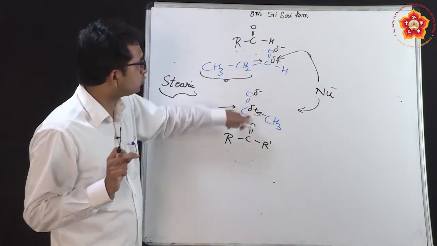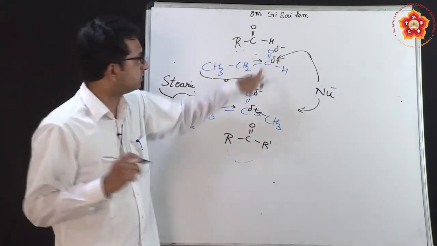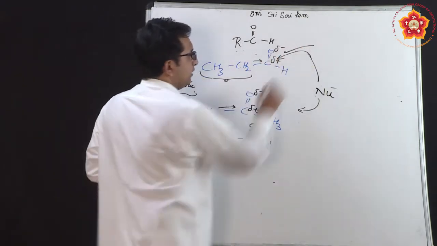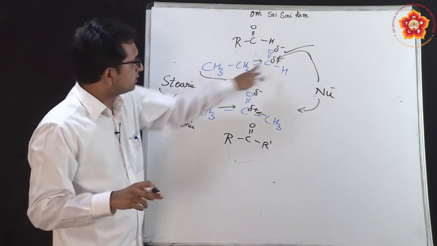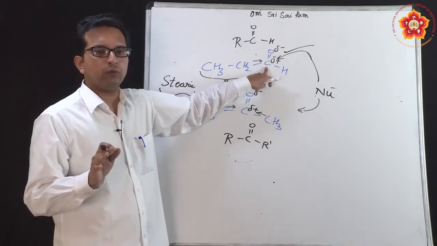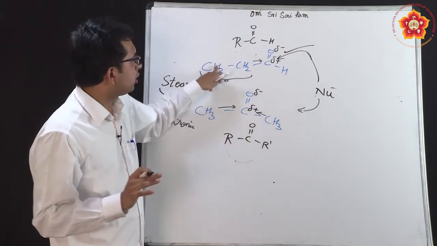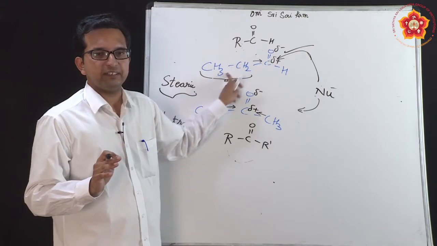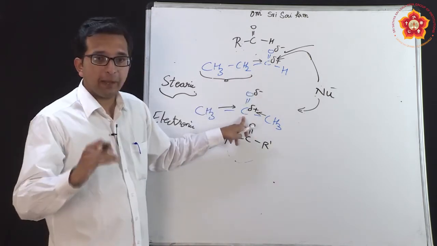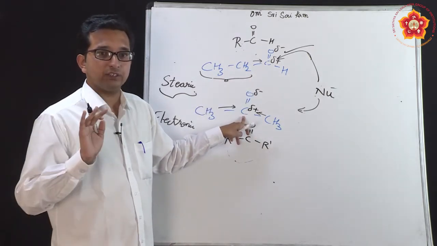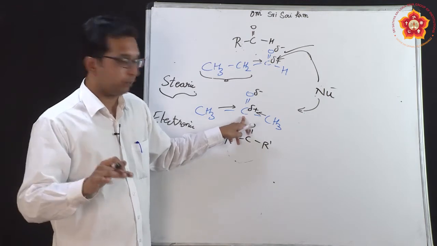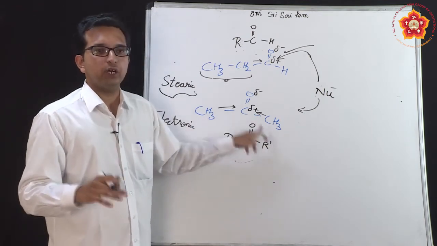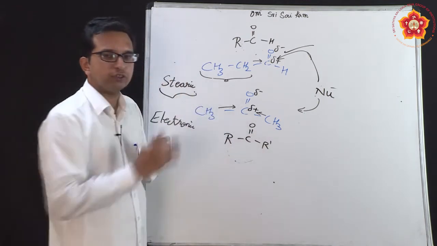So, among these two, which is a better electrophile? This is the better electrophile. The reason is that this is comparatively more electron deficient, because electron donating groups are there only on one side. This other one is comparatively less electron deficient, which means it has more electrons, because two groups are present on either side and they donate electrons.